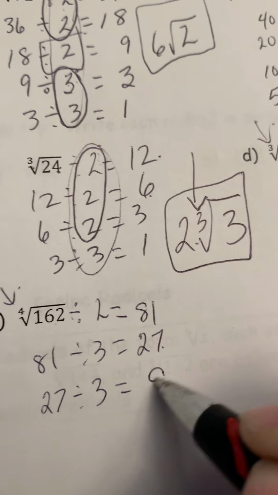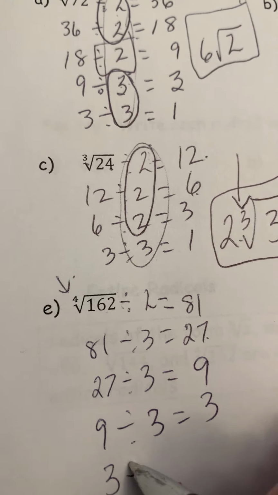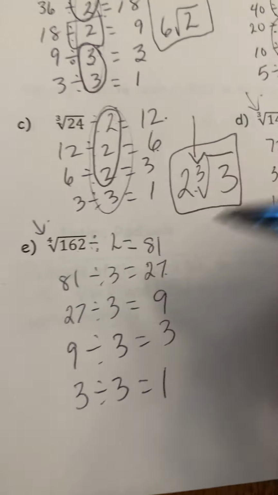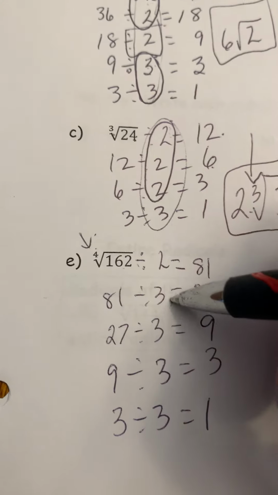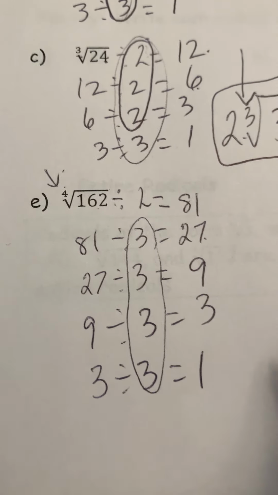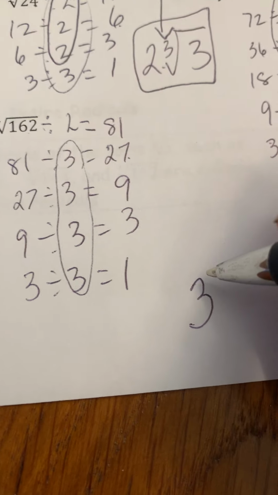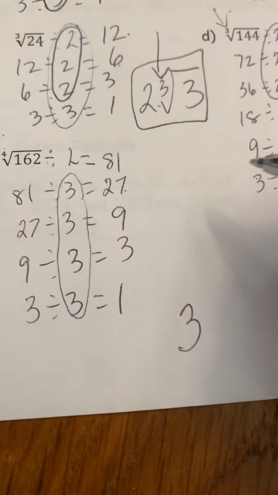27 divided by 3 is 9. 9 divided by 3 is 3. And 3 divided by 3 is 1. Okay, and now we're looking for numbers to show up in groups of 4, and here we go. We got 4 3s right away. This one turned out to be easier than some of the other ones. So we have 3 as our coefficient, our number that we're pulling out for the mixed radical.